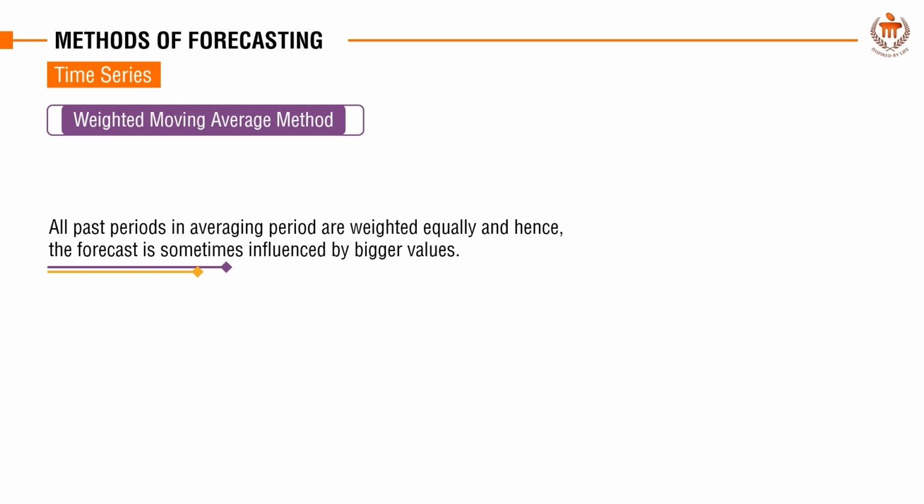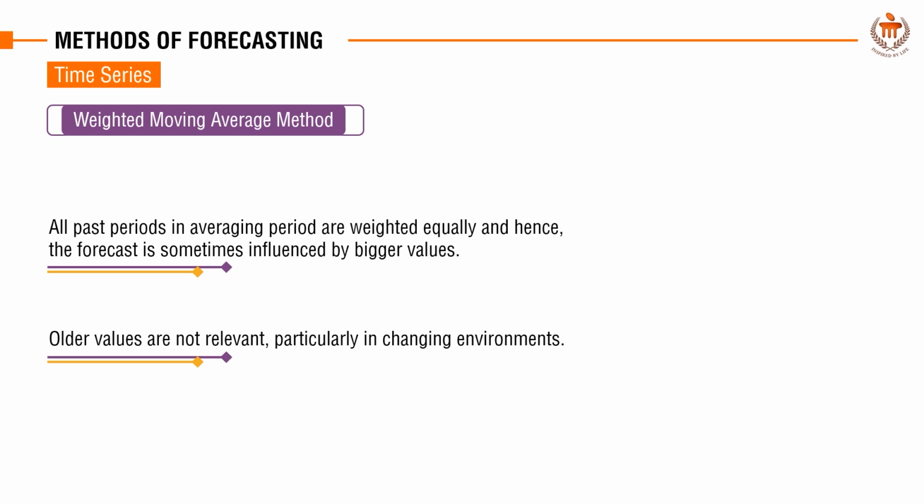The moving average method in time series forecasting, while simple and effective for smoothing data, has a limitation. It assigns equal weight to all the past periods within the averaging window. This can lead to the forecast being disproportionately influenced by larger or unusual values, particularly in dynamic or changing environments where older data become less relevant.